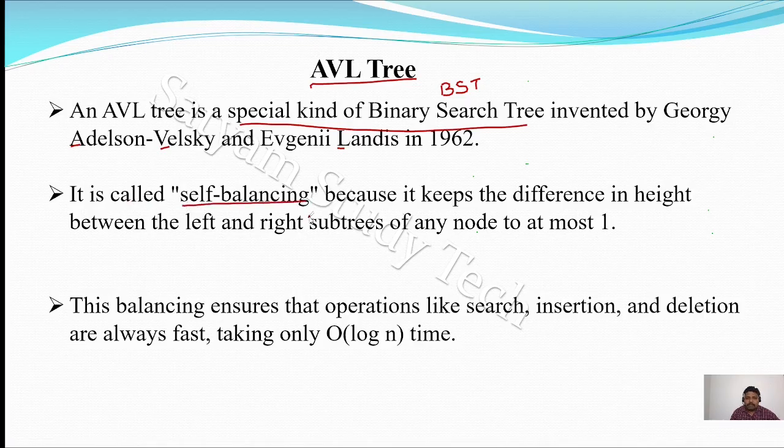What is meant by self-balancing? Now we can discuss. This balancing ensures that operations like searching, insertion and deletion are always fast, taking only O(log n) time. Now we can discuss what the binary search tree is. A binary search tree follows the following rules.